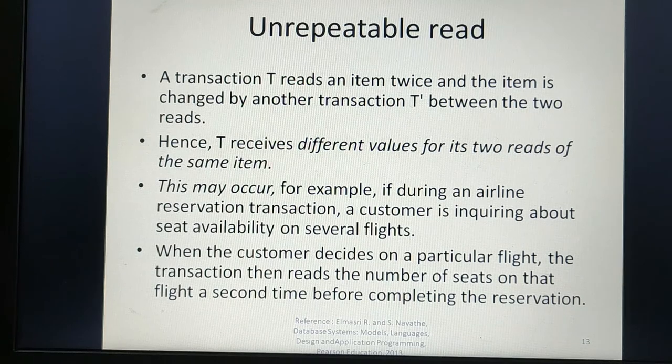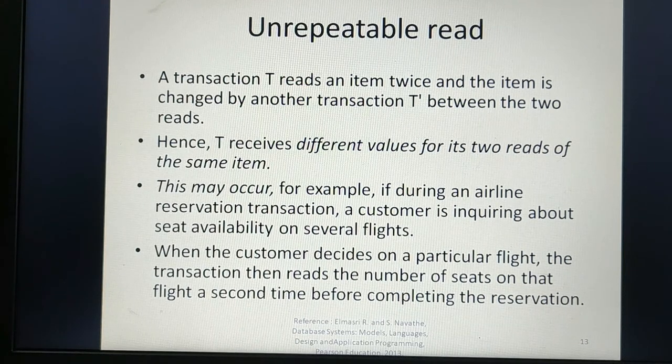The last problem is the unrepeatable read. A transaction T reads an item twice and the item is changed by another transaction T' between the two reads. Hence, T receives different values for its two reads of the same item.